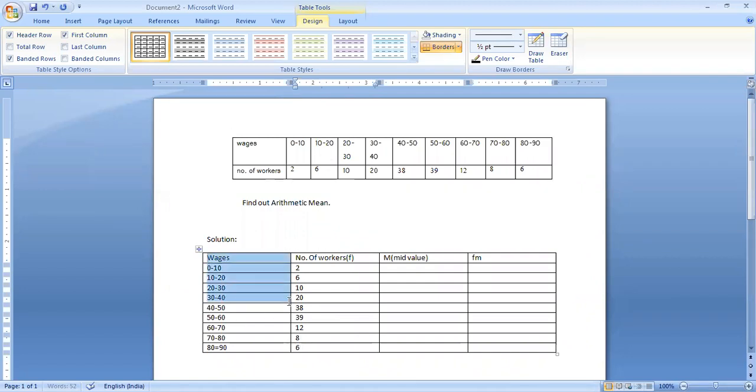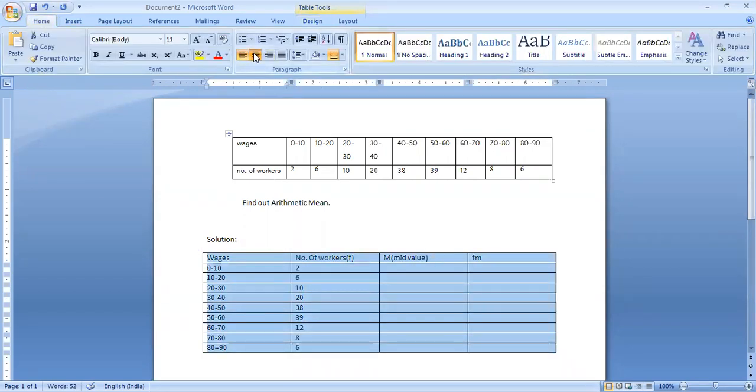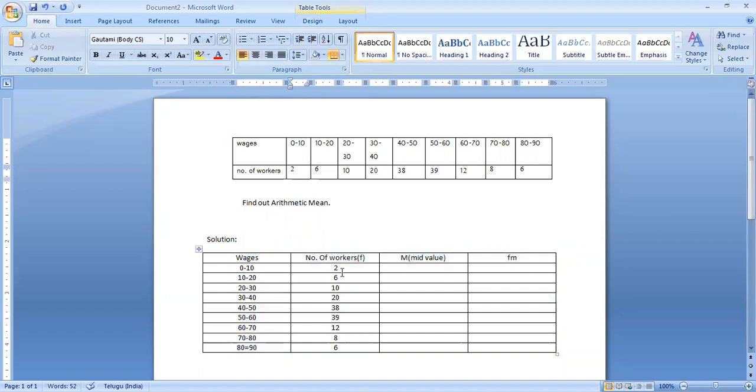You can observe. If there is any doubt, you can ask me. This is the problem, the exact problem. 0 to 10, 2 is there. 2 value I have taken. Similarly, 10 to 20, 6 value is there. 30 to 40, 20 is there. Like that I have taken, as it is. If there is any doubt, you can ask me, please.